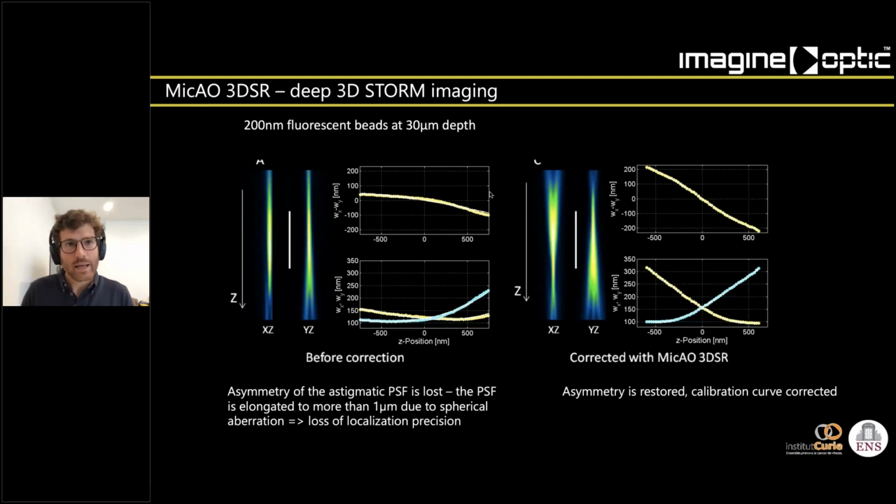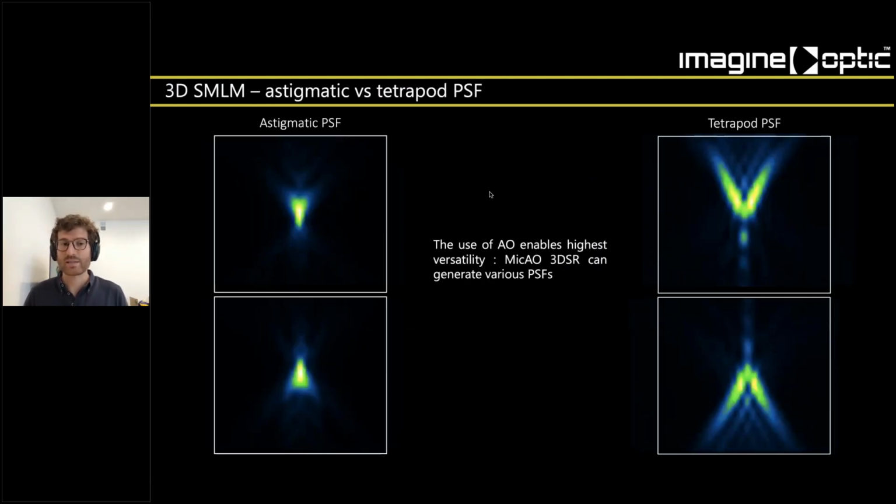Before switching to the next slide, again, I will emphasize the fact that MicAO is using a deformable mirror, which is an active component. And because it's active, you can pretty much put the shape you want, not everything, but you can tune the PSF as you want. You can put more or less astigmatism, but you can also put a different shape, which is a tetrapod PSF.